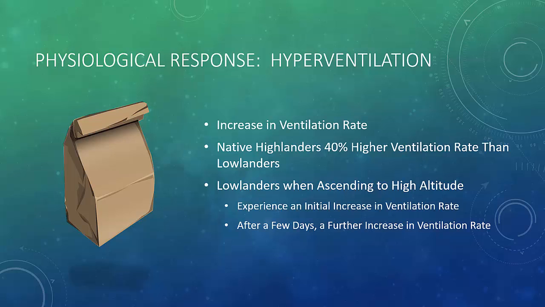So we have some physiological responses to high altitude. One being hyperventilation. So this is an increase in the rate of ventilation associated with a given rate of oxygen. So native highlanders typically have ventilation rates 40% higher than lowlanders. When lowlanders first ascend to high altitude, they experience an acute increase in ventilation. After a few days, lowlanders acclimatize, which further increases their ventilation rates. Some highland populations have blunted ventilation responses, meaning they have markedly lower ventilation rates than acclimatized lowlanders.